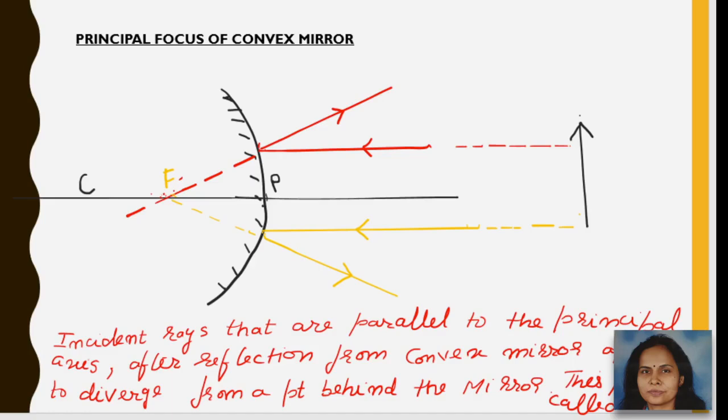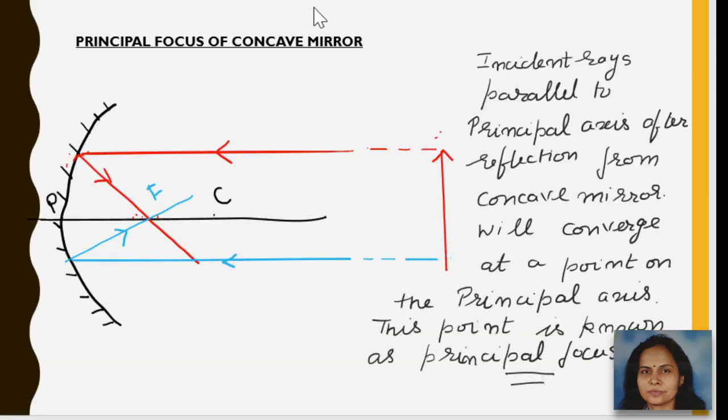And since the rays appear to diverge from a point, that's why this mirror is known as the diverging mirror, right? And similarly, we can say a concave mirror is the converging mirror, right? This is known as the converging mirror because here the incident rays, after reflection, converge at a point. So this is known as the converging mirror, right?